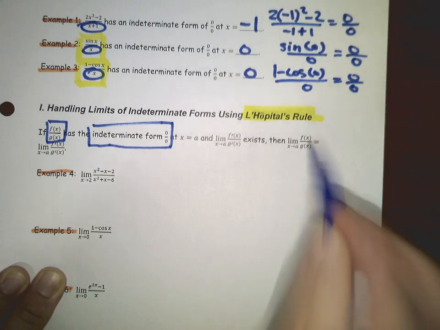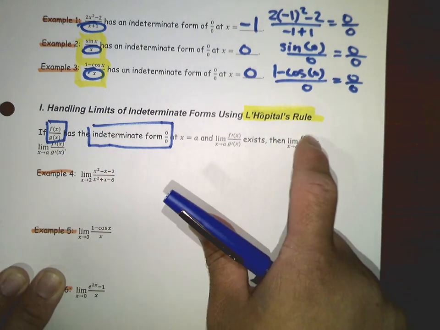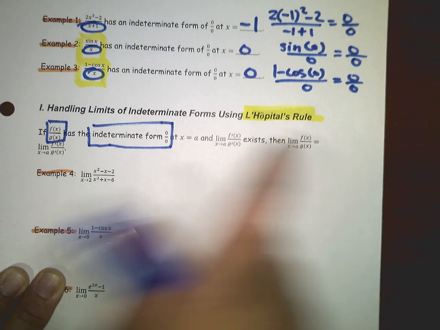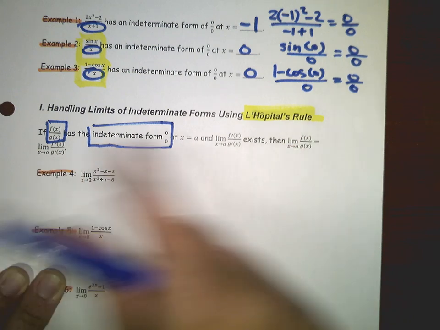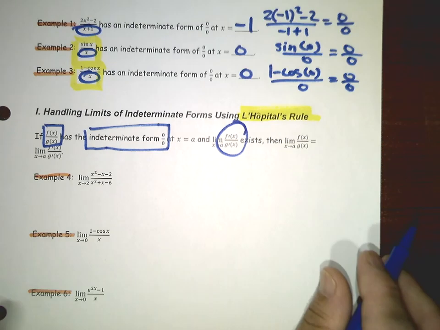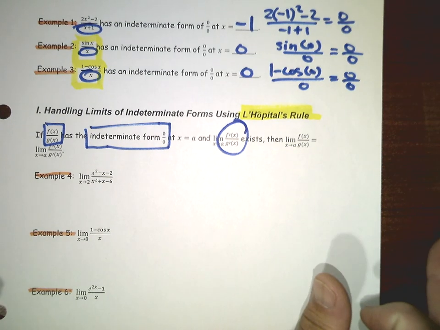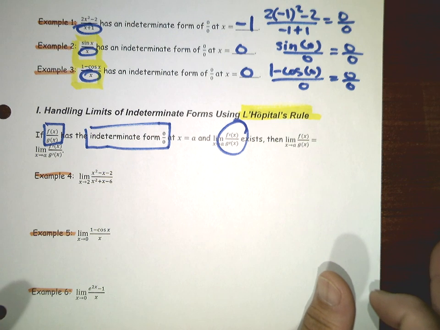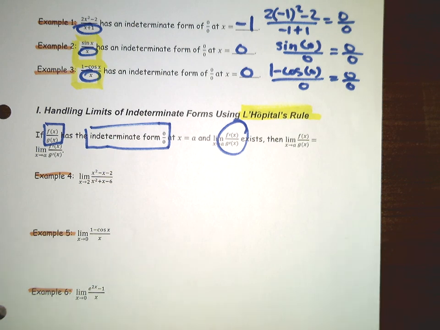then the limit as x approaches a of f of x over g of x is equal to that limit right here. All right, notice that this is not the quotient rule. This is not the quotient rule for derivatives. This is just a special situation where you can find just the derivative of the numerator and just the derivative of the denominator, and then use this to help you facilitate finding that limit.